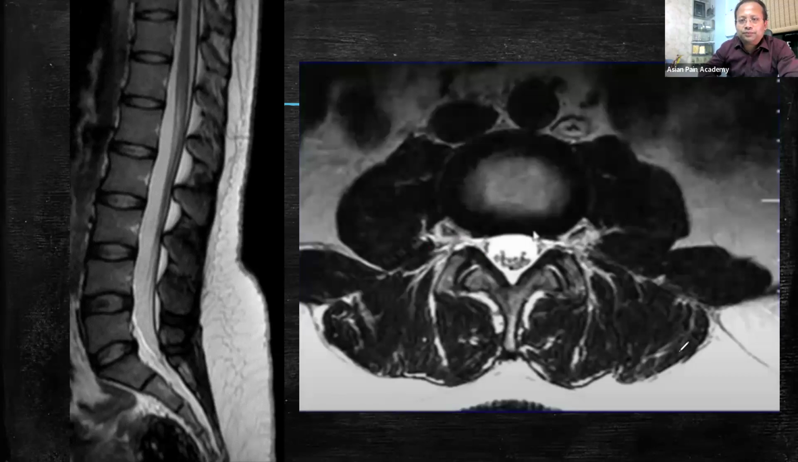Now, CSF is white here also, and this is fat, and this is also white, CSF. So this is also a T2 sequence, but the plane is axial. And here it is a T2 sequence and the plane is sagittal. Okay, so let us see the next slide now.